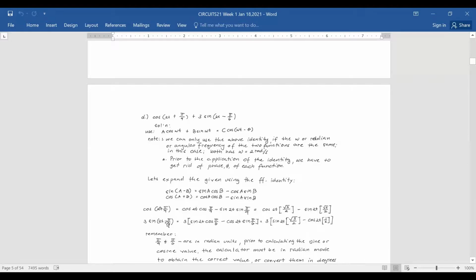Then after that, we can now consider the second term, say 3 sine 2t minus pi over 6. Following this identity, we have sine cosine minus cosine sine. So we have sine 2t cosine pi over 6, then minus cosine 2t sine pi over 6. Again, if we convert this to degrees, then we'll have cosine 180 degrees over 6. 180 over 6 is 30 degrees. What is cosine 30 degrees? Cosine 30 degrees is square root of 3 over 2.